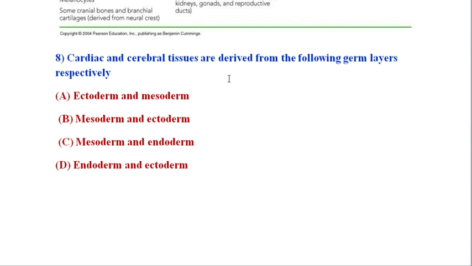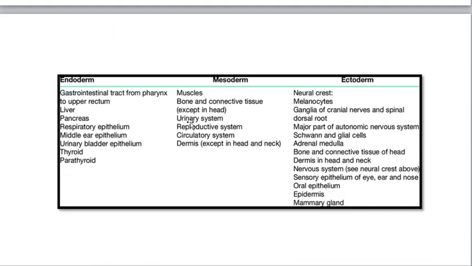Cardiac and cerebral tissue are derived from which of the following germ layers? So cardiac tissue is derived from mesoderm and cerebral tissue is derived from ectoderm. So here you can see from ectoderm, your neural crest like your melanocytes, cranial nerves, major part of autonomic nervous system, glial cells like nerve cells, adrenal medulla, connective tissue of head, dermis of head and neck, and sensory epithelium of eye, ear, nose, epidermis, and mammary gland are derived from the ectoderm germ layer.